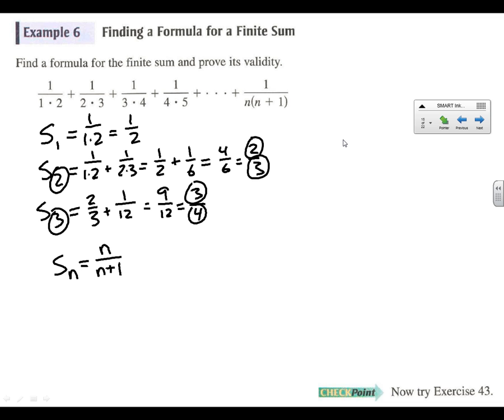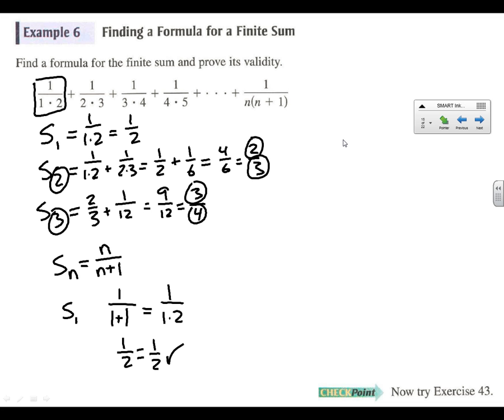Let's prove it. All right, S1. Is this equal to plugging in 1? 1 over 1 times 2 is equal to 1 over 1 plus 1. I got carried away. 1/2 equals 1/2. We've proven the first case. Let's prove the n plus 1 case.